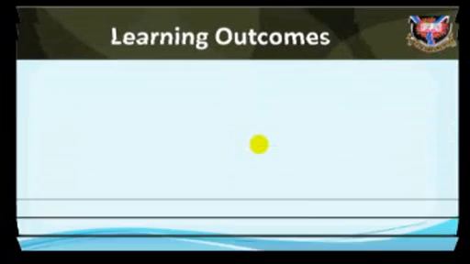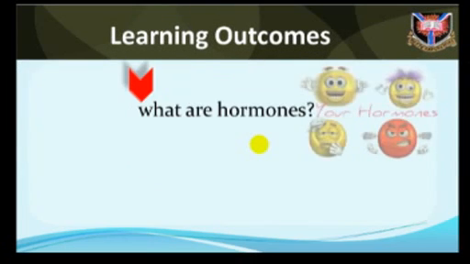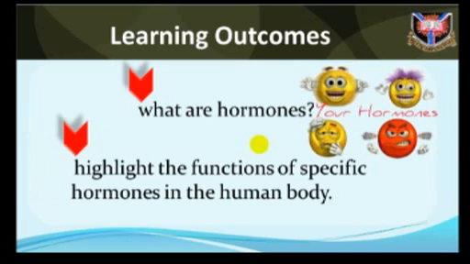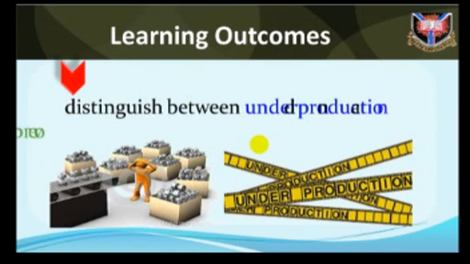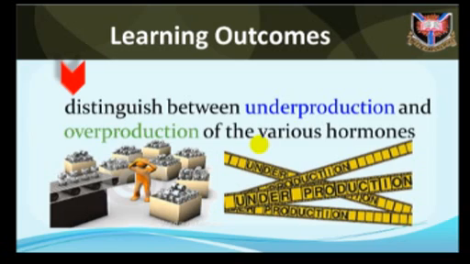Learning outcomes. When you have studied this session, you should be able to: 1. Describe hormones. 2. Highlight the functions of specific hormones in the human body. 3. Distinguish between underproduction and overproduction of these hormones.